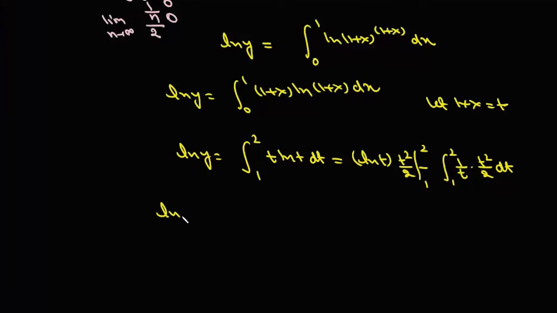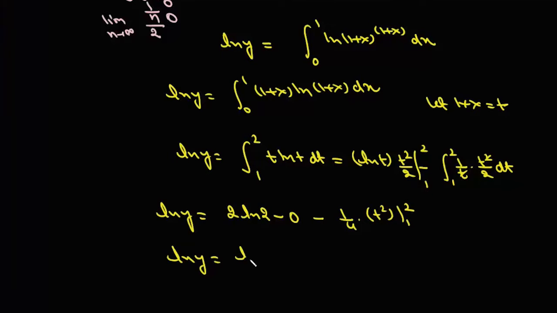Now this is log y, and here we write this as 2 log 2 minus log 1 which is 0, and here will be this t by 2. So we can write this as 1 by 4 t square from 1 to 2. So it will be this log y, and we can write this as log 4, and this is minus, and this is 4 minus 1, 3. So it will be this 3 by 4.